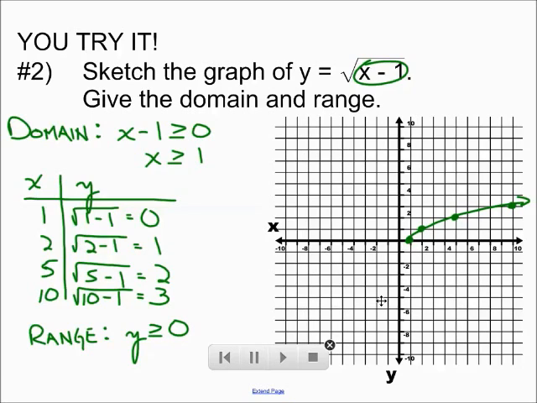So that's all there is to it as far as graphing radical functions. The domain and the range seem to be confusing for some people sometimes. Watch it again if that's an issue for you, and also what inputs you should use. Remember, you can use anything you want. It's just some things are easier to do in your head than others.